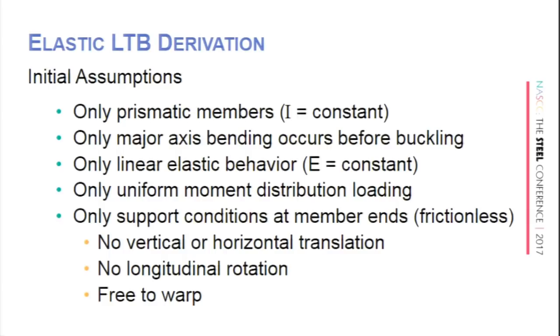Okay, only prismatic members, so our cross-section is constant. Only major axis bending occurs before buckling. Only linear elastic behavior, so our E is constant. Only uniform moment distribution loading. The only support conditions at the member ends, and they're frictionless. So no vertical or horizontal translation, no longitudinal rotation, and free to warp.